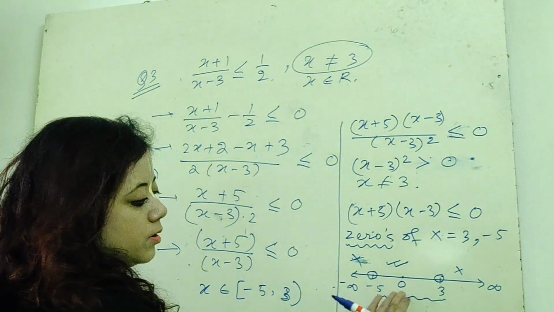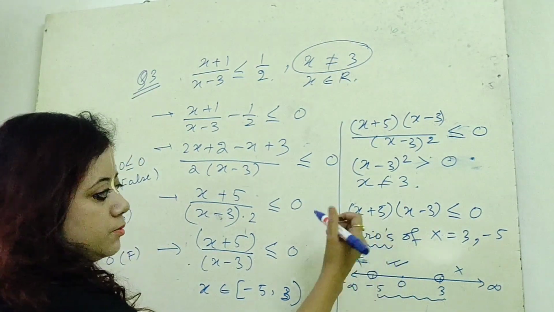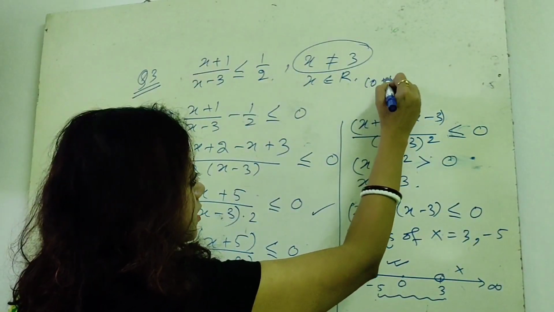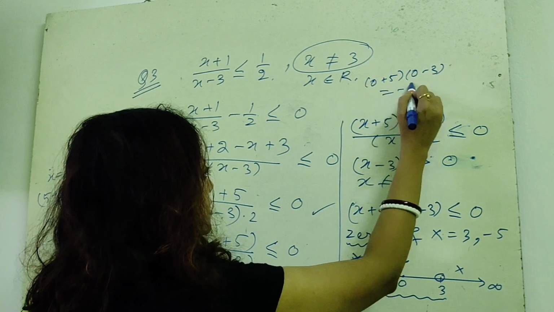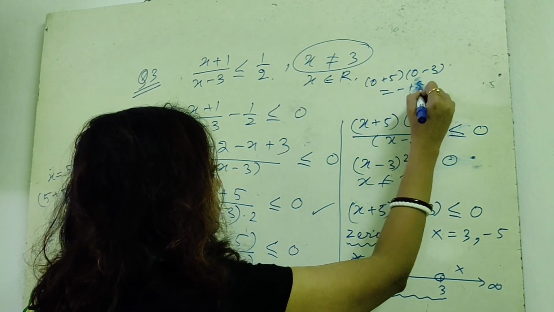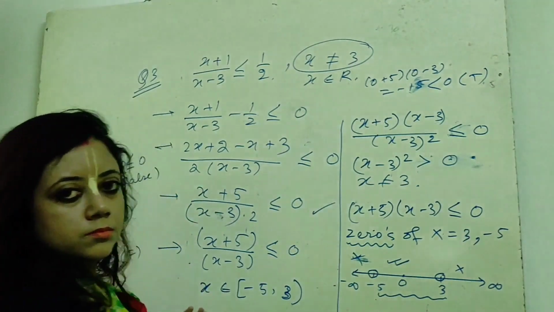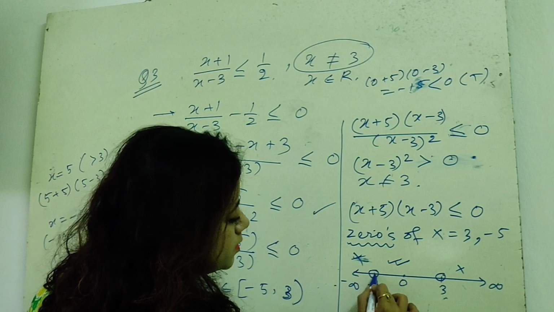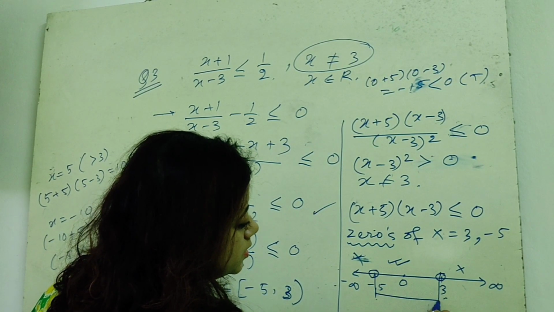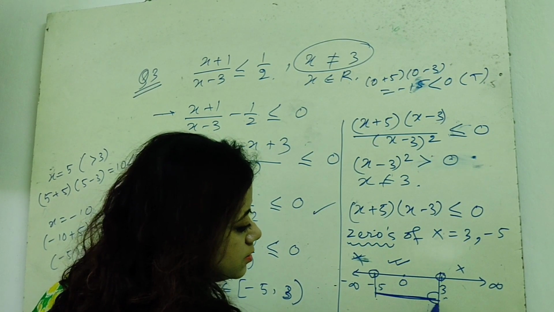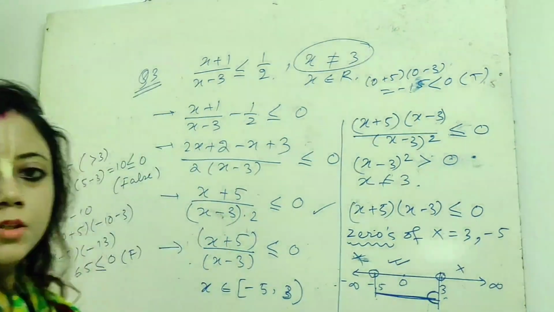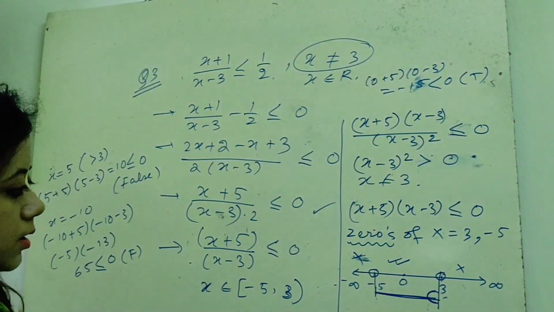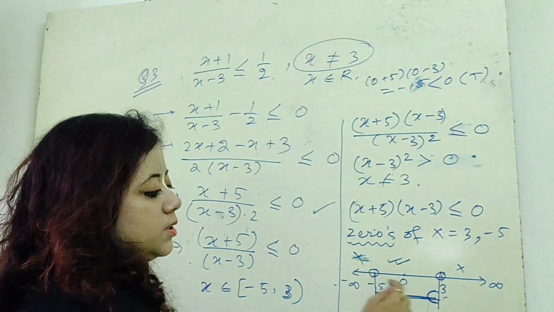If you take any value from here, the inequality will be satisfied. Like if I take 0, it will be 0 plus 5 into 0 minus 3, that is minus 15, which is less than 0? True. Therefore, the number line will be this one, but it will not take 3, so you have to give this sign. Minus 5 to 3, but it will not take 3, so you have to give this symbol.